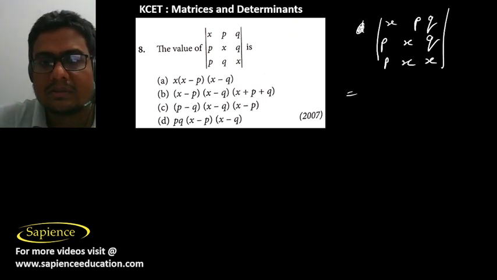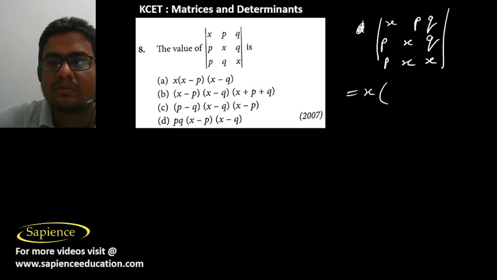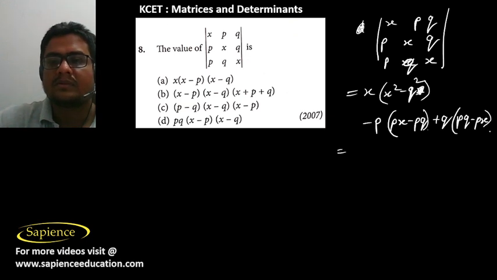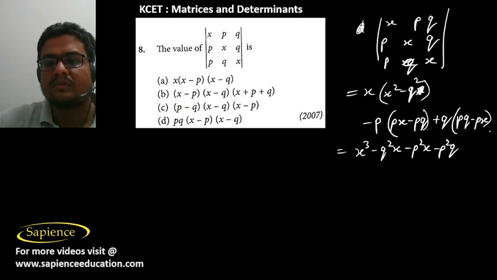If we expand this determinant along the first row, then we will have x into x square minus qx. Sorry, this is q, so x square minus q square. Then minus p into px minus pq, and plus q into pq minus px. This will be equal to x cube minus q square x minus p square x minus p square q plus pq square minus pqx.